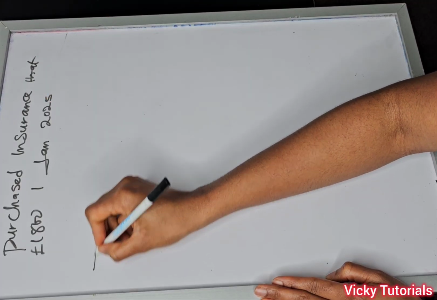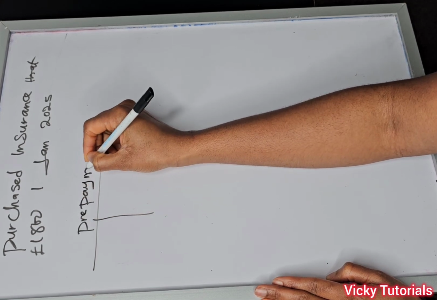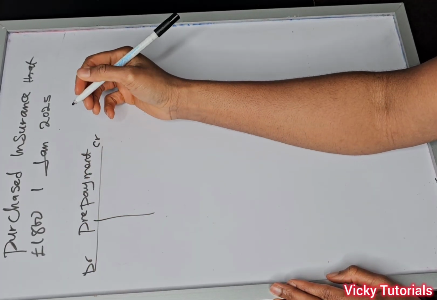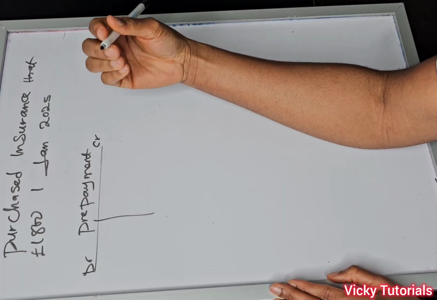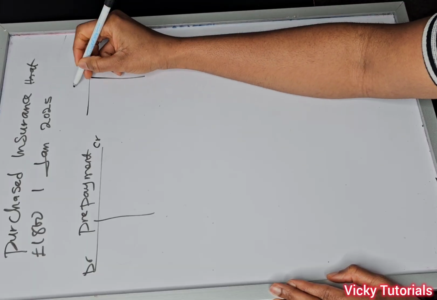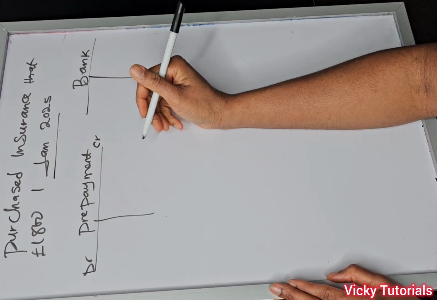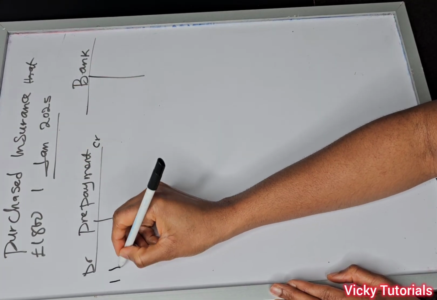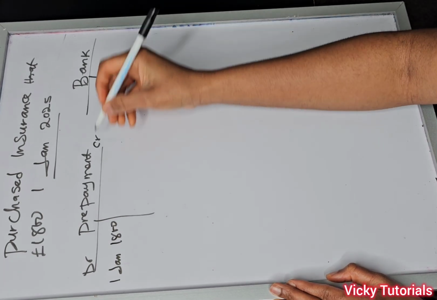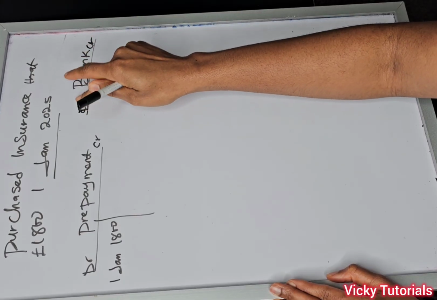So what do we do? We open a prepayment account. Here is debit, here is credit. So we're going to be generalizing this and applying the double entry system of bookkeeping. So we've opened the prepayment account. Another account that should be opened is bank because we paid from our bank. So on 1st of January 2025, we have to debit prepayments 1,800. And because we debited, we have to credit our bank.